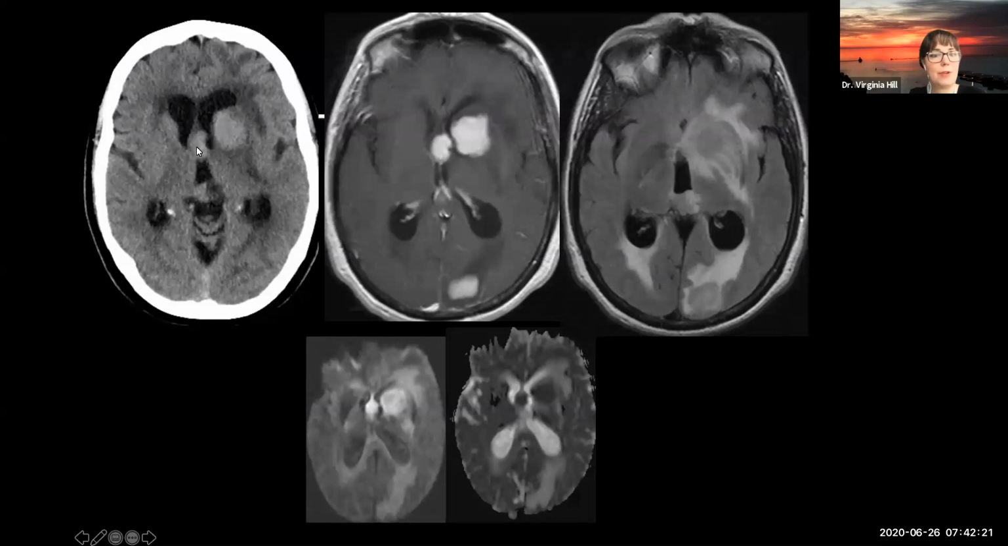You can see this hyperdense mass involving the fornix and anterior third ventricle, and then also here in the basal ganglia. Notice how avidly it enhances. It has a slightly dirty appearance with edema around it. It restricts diffusion. This is lymphoma.